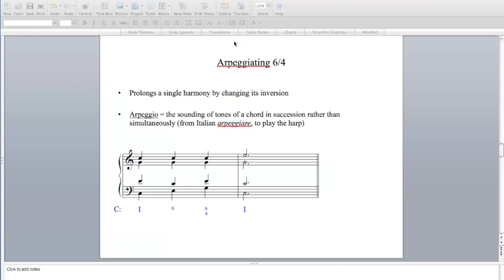Let's say I have a string of 1 chords with the bass moving. The bass is arpeggiating the notes of the 1 triad. This is a term you should know, arpeggio: the notes of a chord sounded in succession rather than simultaneously. It comes from the Italian arpeggiare, meaning to play the harp.